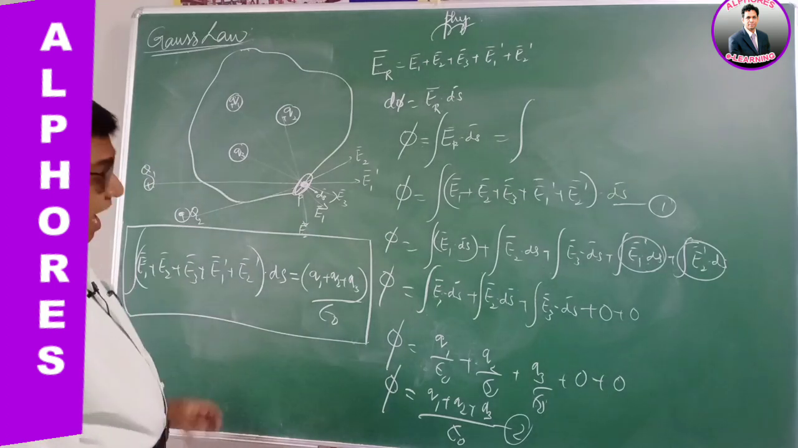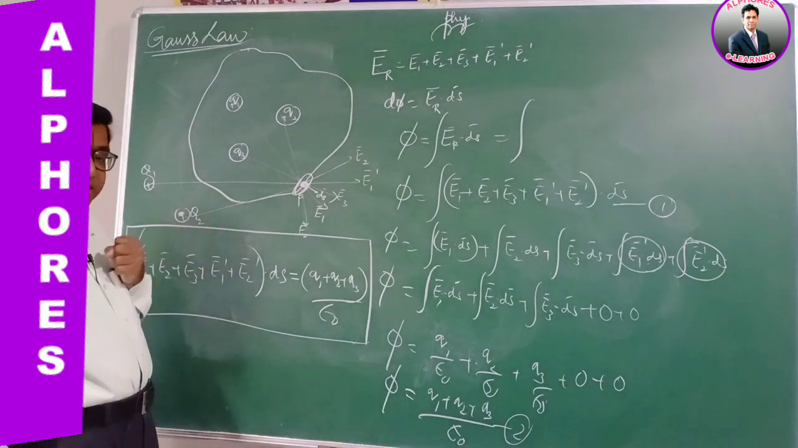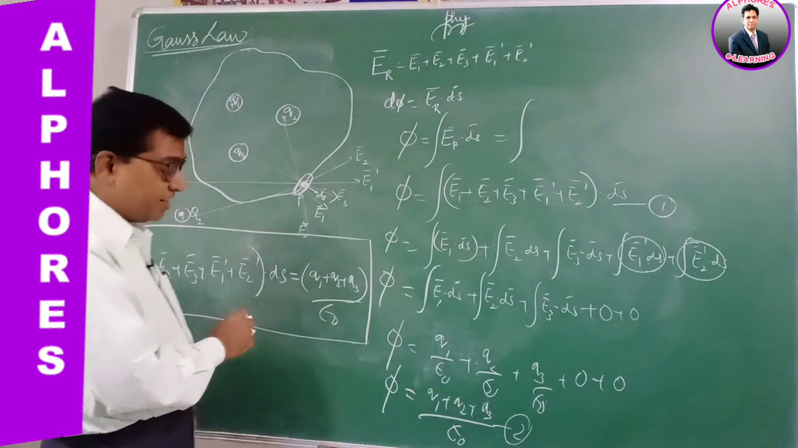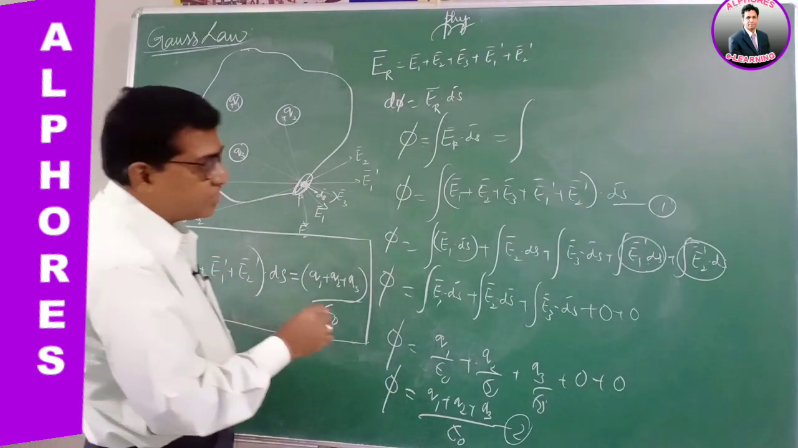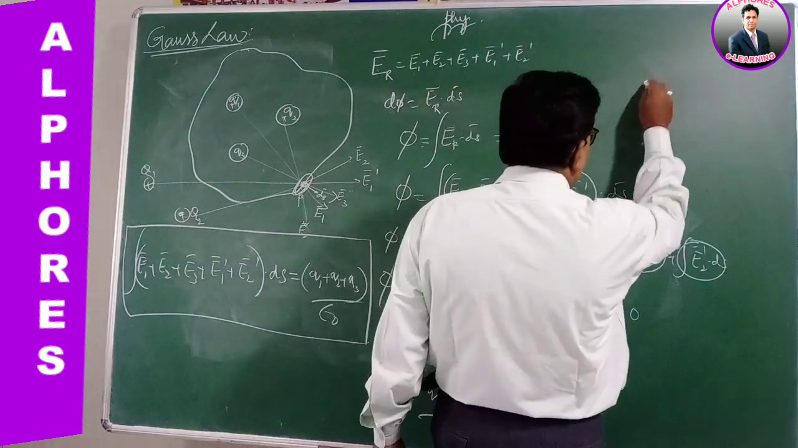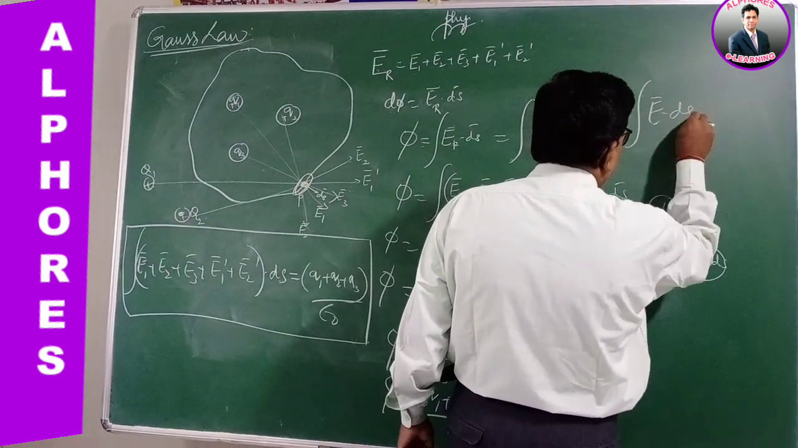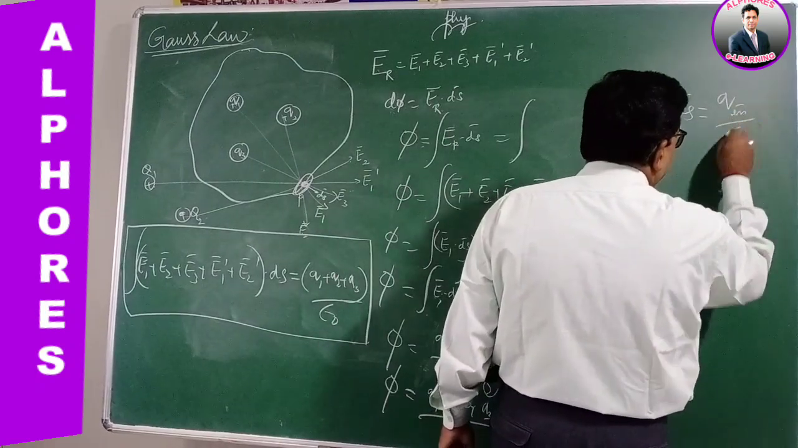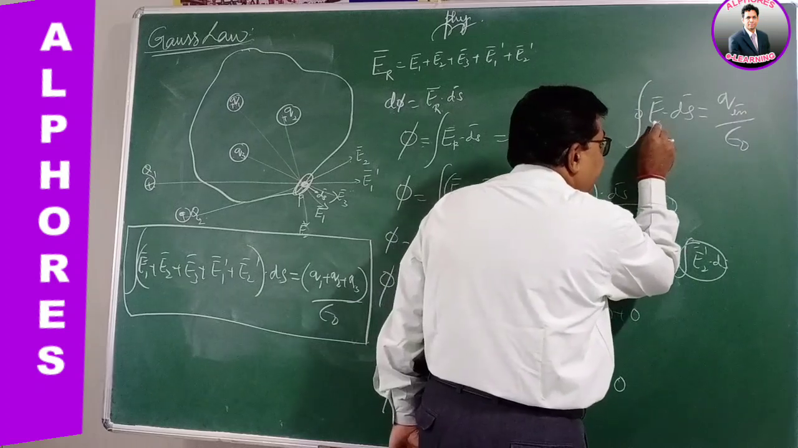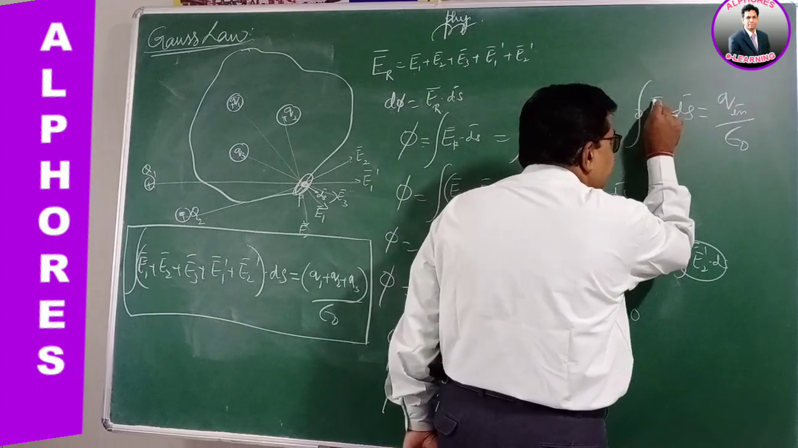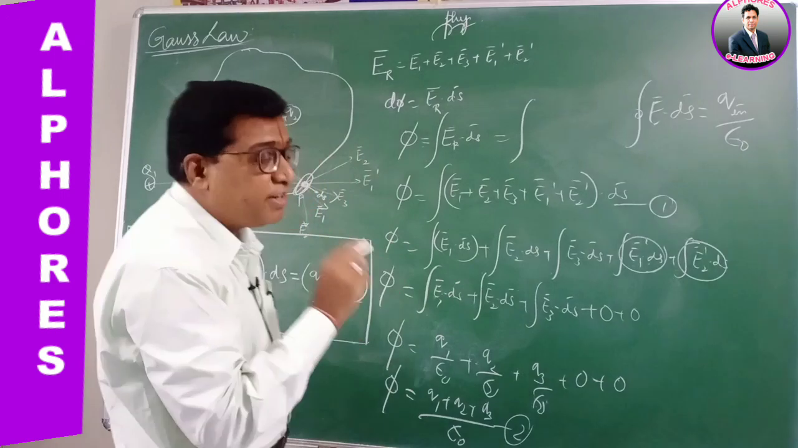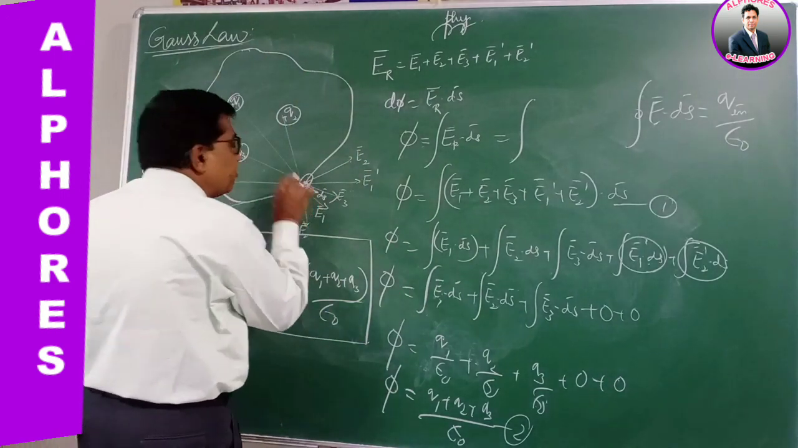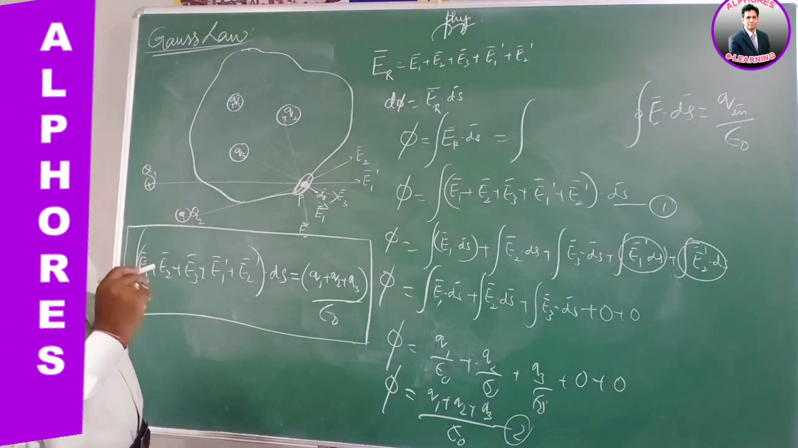This is the actual meaning of Gauss law. In the mathematical equation of Gauss law, I have written the surface integral of E dot ds is Q inside by epsilon naught. The E term in this one represents the electric field due to all the charges that are present in the vicinity of that point P, where you are finding the electric field.